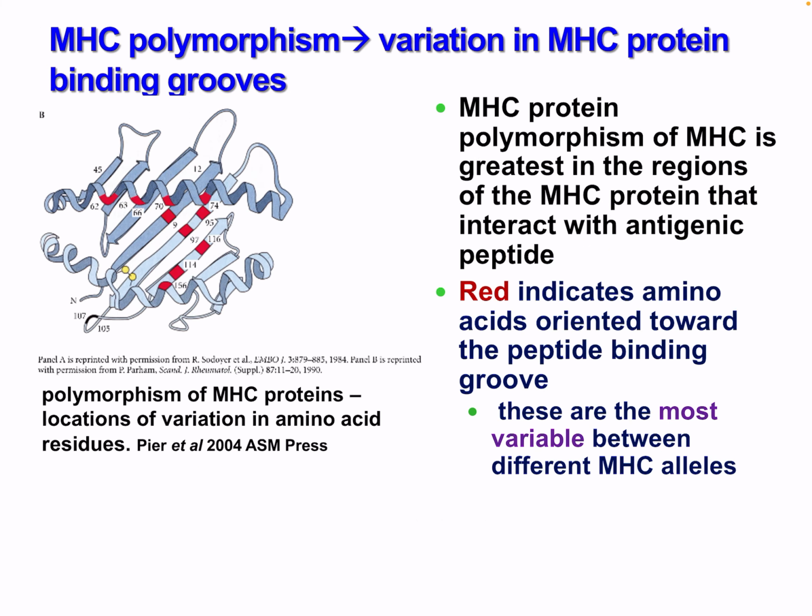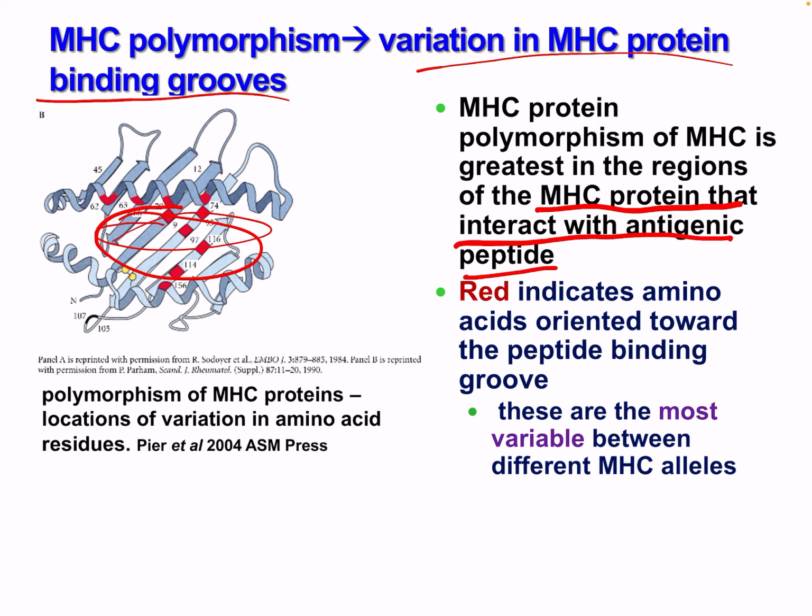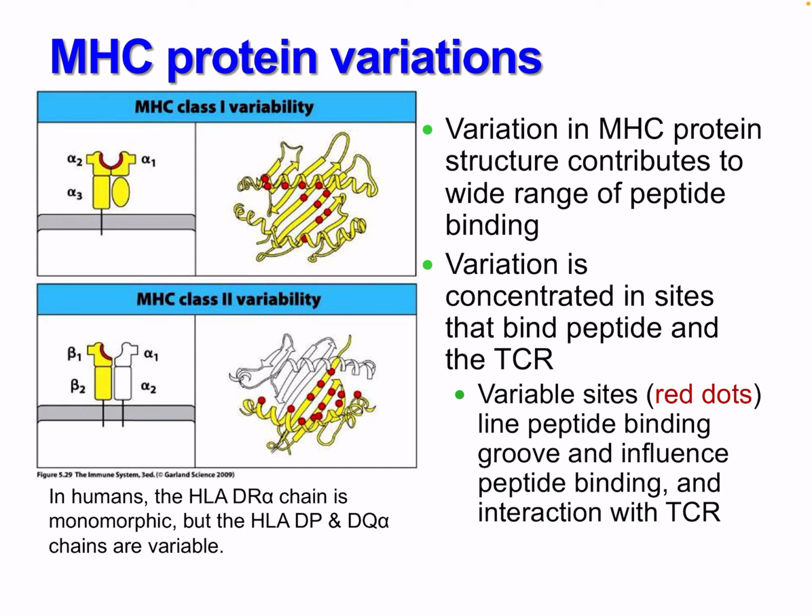This MHC polymorphism results in variation in the MHC protein binding groups, which we discussed earlier. The polymorphism of the MHC is the greatest in the regions of the MHC protein that interact with the antigenic peptide. So a lot of the other structure won't be as variable, but this is where the most variation occurs, where it needs to bind to different antigens. The red little squares here indicate the amino acids oriented toward the peptide binding groove. These are the most variable areas between the different MHC alleles. So again, here are those red areas, highly variable.